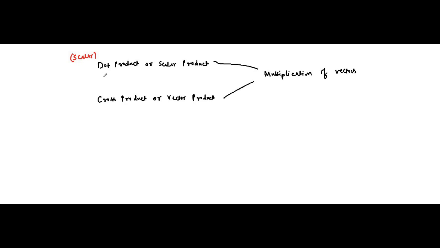But in the second part, the cross product or the vector product, the quantity which we will get is a vector, which means it will have magnitude plus direction.